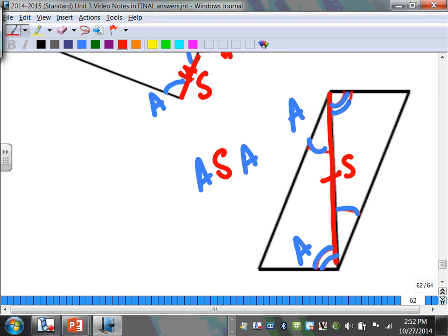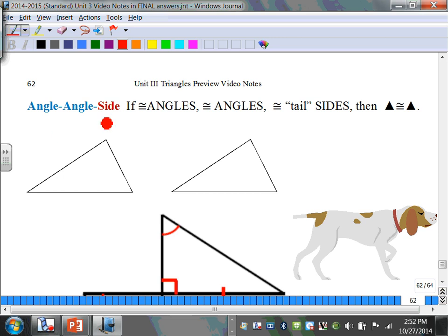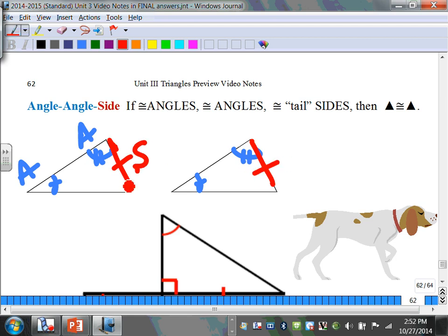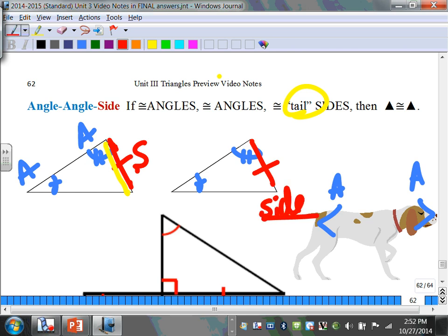Okay, we have one more left. This one is angle, angle, side. This is if we have a pair of angles, and then another pair of angles, and then a side. Notice that side there is not squeezed between both angles. It's just touching one. I call that a tail side. So it's not a hamburger, it's a tail. Here's what I'm visualizing. Snout, rear end, tail. Angle, angle, side. Yes, I have a vivid imagination. I'll do a couple examples there.